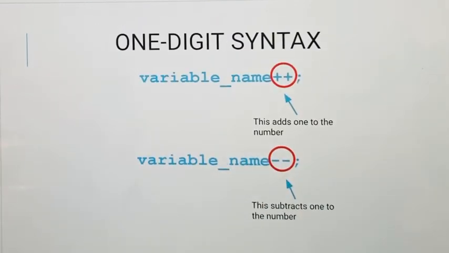So here's a little trick. Instead of writing it like before, changing the value of a variable, where we would have variable name equals variable name plus 1, which would be adding 1 to our variable, we could just have a shorthand version, which is the variable name ++. And for minus, it would be subtracting.